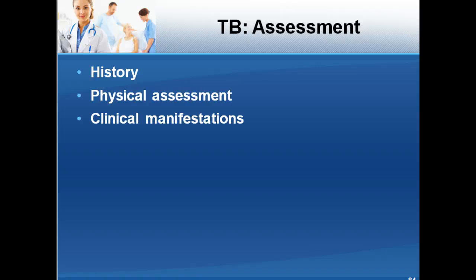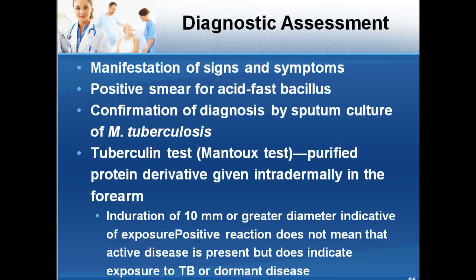Diagnostic assessment: positive smear for acid fast bacillus, confirmation of diagnosis by sputum culture of M. tuberculosis. You could do a TB test, which is a Mantoux test, a purified protein derivative, and it's given intradermally in the forearm. Listen to this, you guys. An induration of 10 millimeters or greater in diameter is indicative of exposure. A positive reaction does not mean that active disease is present, but does indicate exposure to TB or dormant disease.